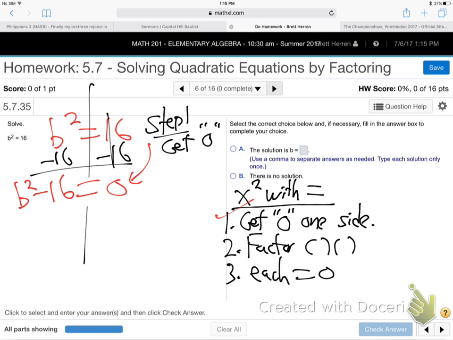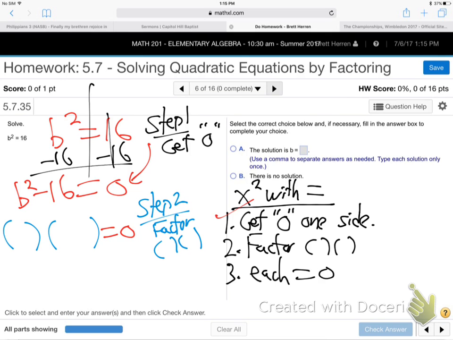Step 2, factor. Factor, meaning like the parentheses, right? So I got to do some parentheses here. Got to run out of room. So when you factor, how do you factor b squared minus 16? Yeah, b plus 4, b minus 4, either order doesn't matter. That's an FL, as we've been doing for a long time today. Right? Everybody good with that? 1 plus 1 minus? That's step 2.